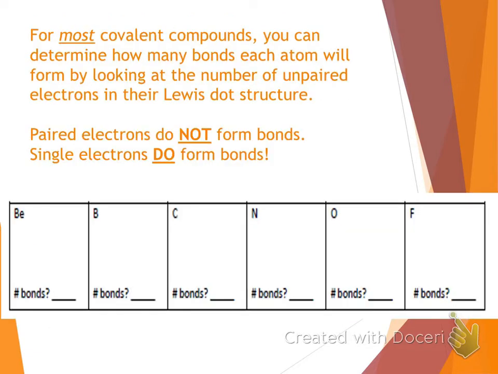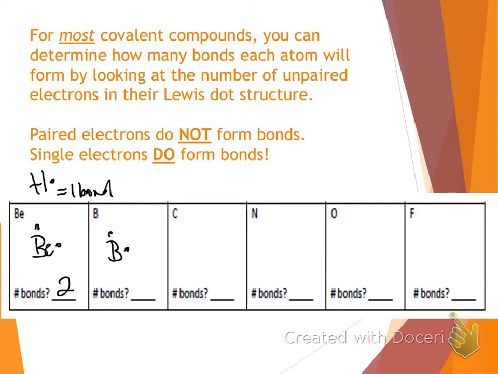The last helpful hint here is most covalent compounds, not all of them, but most of them, will be able to determine how many bonds each atom is going to have by looking at their Lewis structure. The paired electrons within a Lewis structure tend to not form bonds, while our single electrons will form a bond. So something like beryllium has 2 valence electrons, so it tends to form 2 bonds. Hydrogen's also on there. Hydrogen just has 1 valence electron that's single, so it forms the 1 bond.